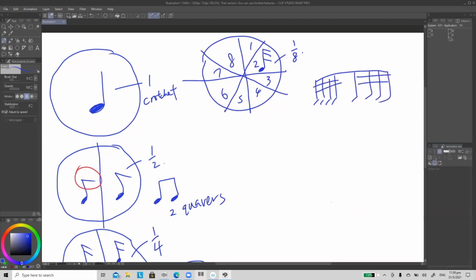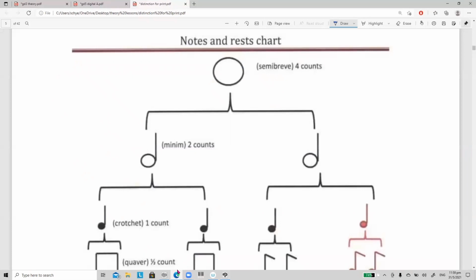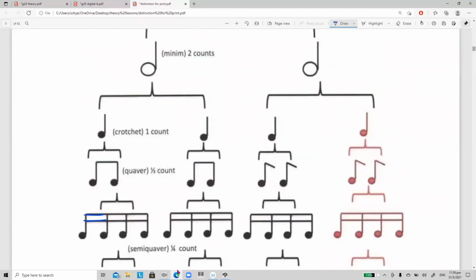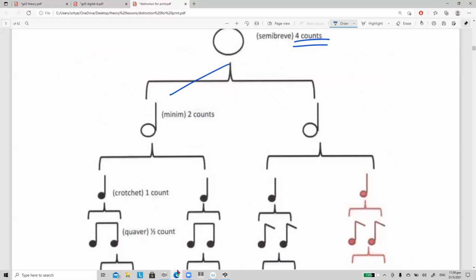Okay, so to make it easier to understand, you can look at this chart. The biggest value is 4 counts over here in this chart. 4 counts can split into 2 minims. Each one is 2 counts.